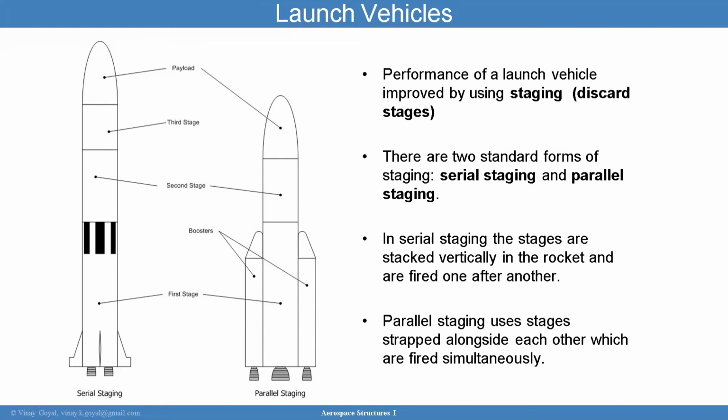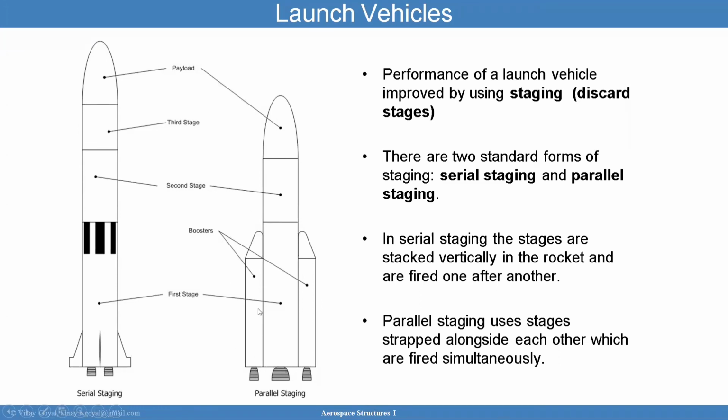In serial staging, the stages are stacked vertically in the rocket and fired one after another, while in parallel staging, you're using stages strapped alongside each other, which are fired simultaneously. For example, take the Delta IV Heavy design, the core and the side boosters called strap-ons, those together will be a parallel staging situation.